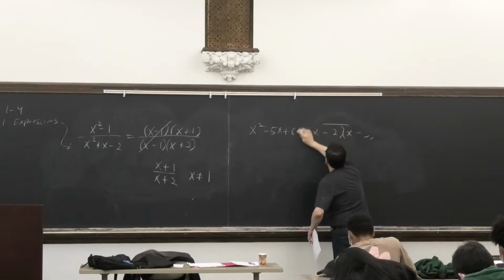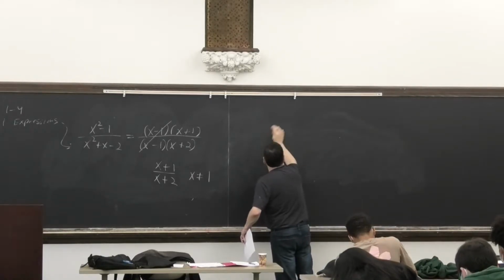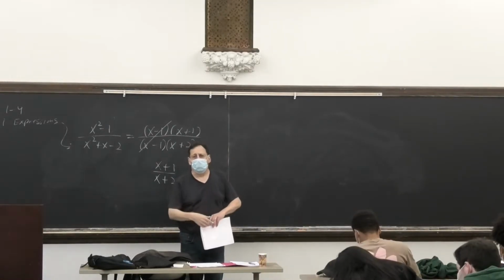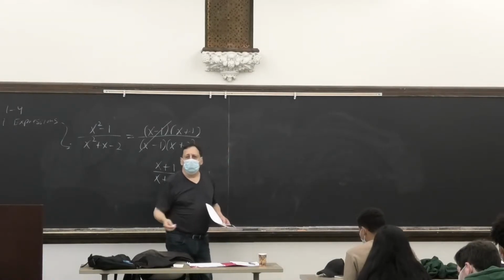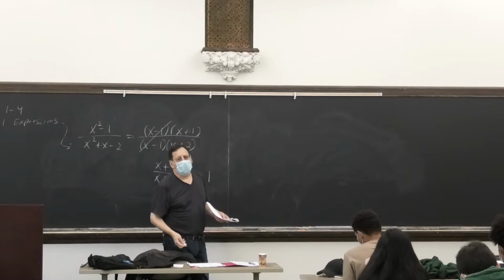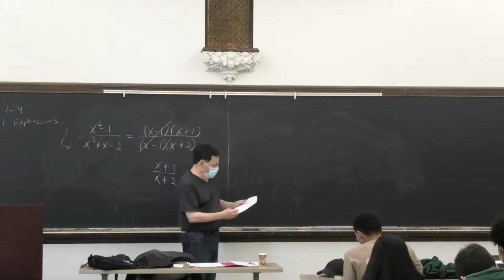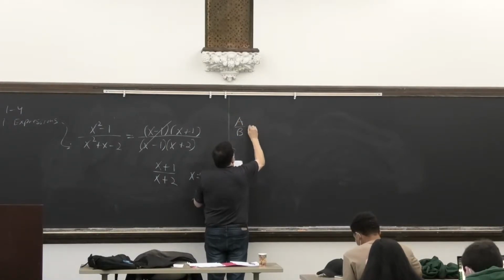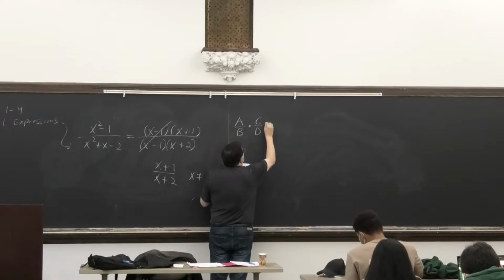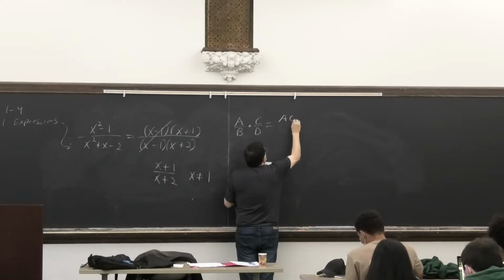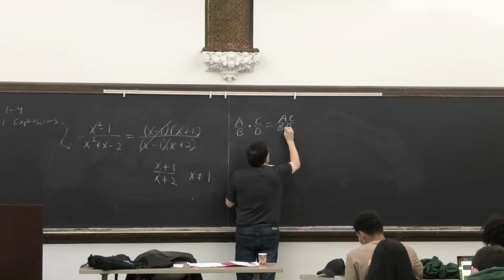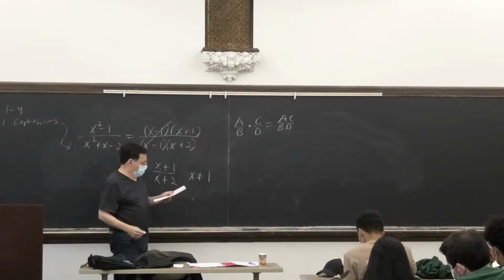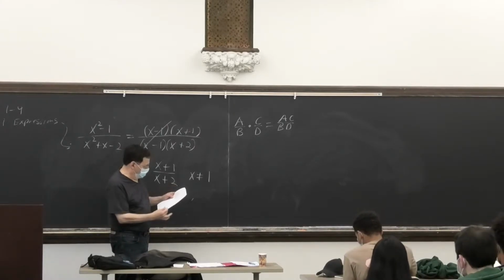Rational expressions are a lot like rational numbers or fractions. So the rules you know about dealing with fractions are going to come in handy. For example, if you want to multiply A over B by C over D, that's going to be AC over BD, whether these are just numbers or polynomials.